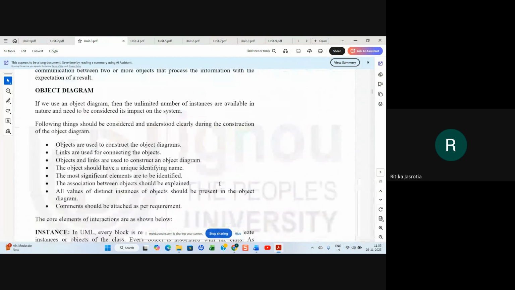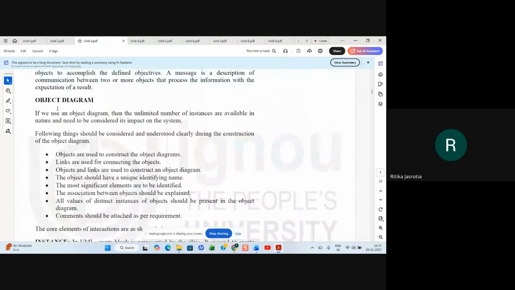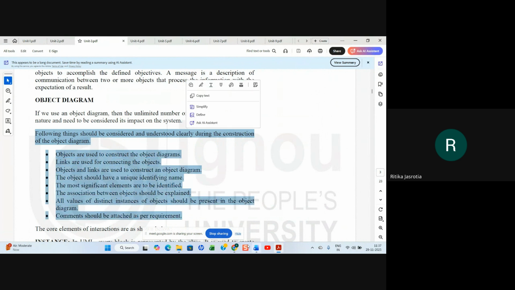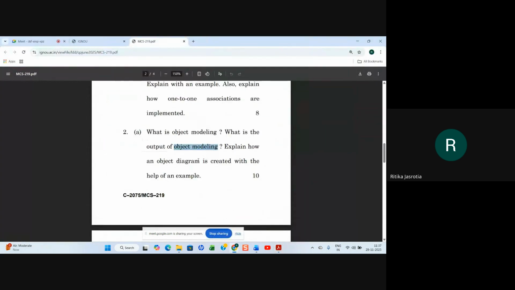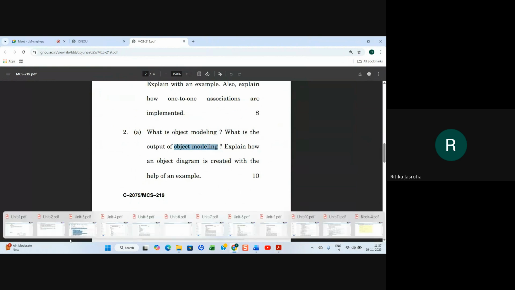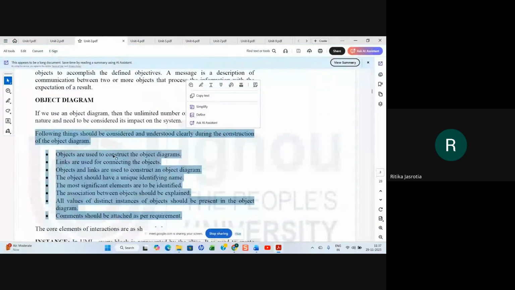The definition, so here they have given you the object diagram. If we use an object diagram, then the unlimited number of instances are available in nature and need to be considered, and their impact on the system should be considered. So what all things you will need, how you will construct it? These are the options. The question which was asked here: explain how an object diagram is created with an example. So objects are used to construct the object diagram. Links are used for connecting the objects.